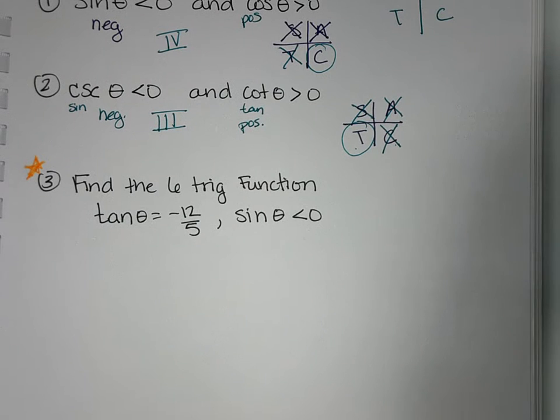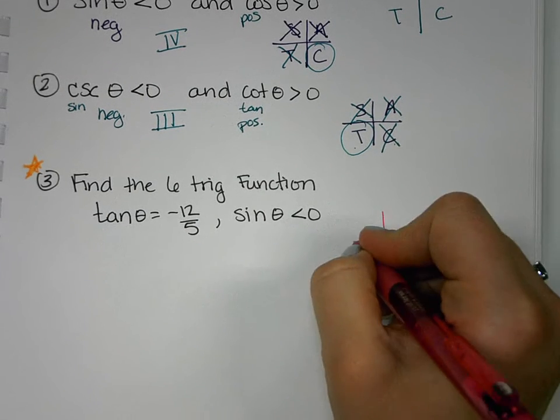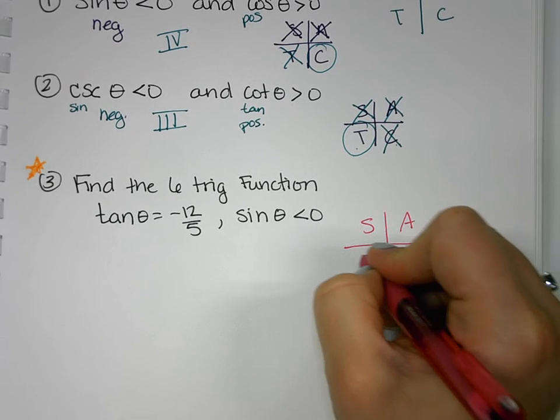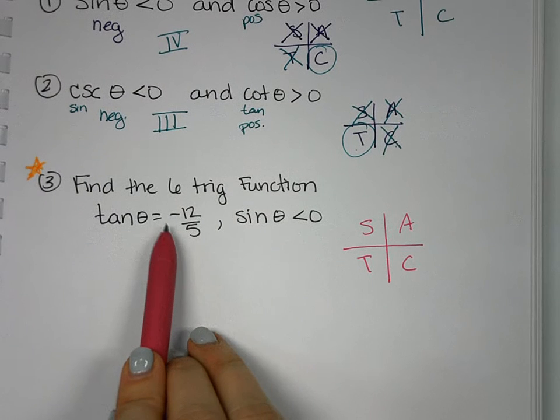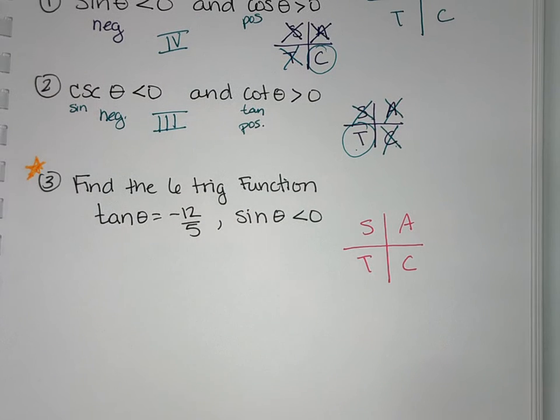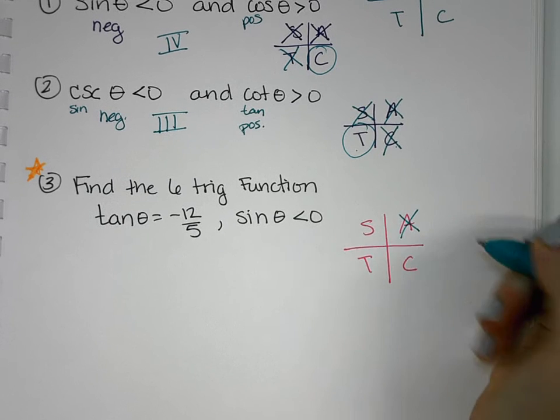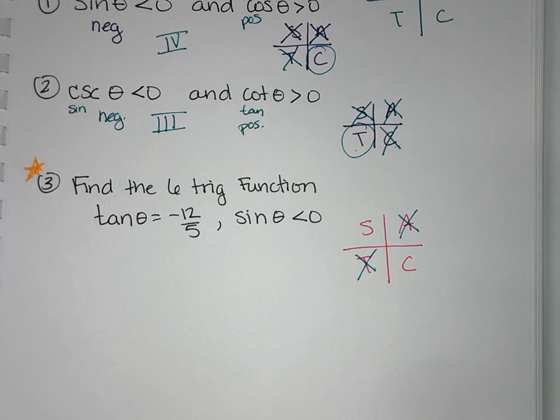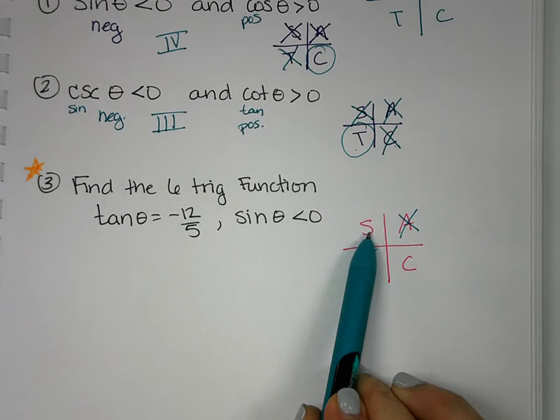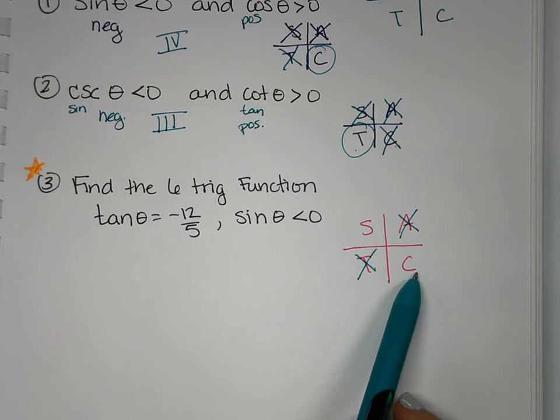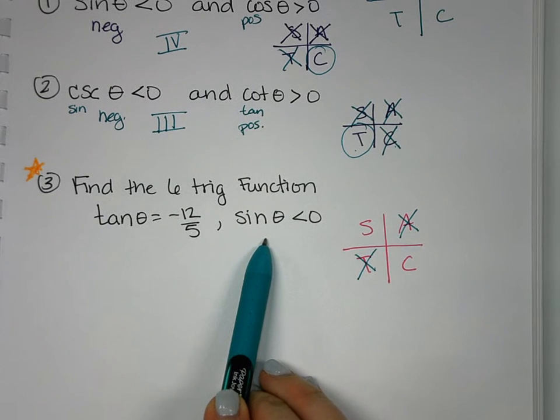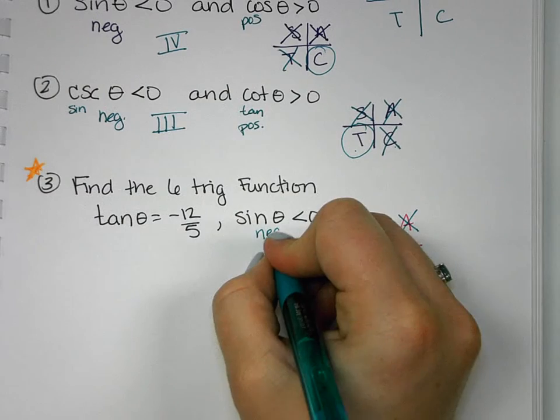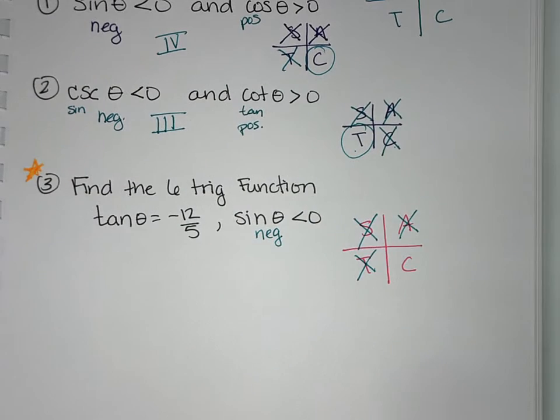Well, right now, based on what I'm told, I'm going to write my "All Students Take Calculus." My tangent is negative. So right away, I know that I can eliminate quadrant 1 and quadrant 3 because that's where tangents are positive. So right now I know my angle is either in quadrant 2 or in quadrant 4. The second part here, sine is less than 0. That means sine is negative. So if my sine is negative, it can't be here. So what that means is I know I have a fourth quadrant angle.